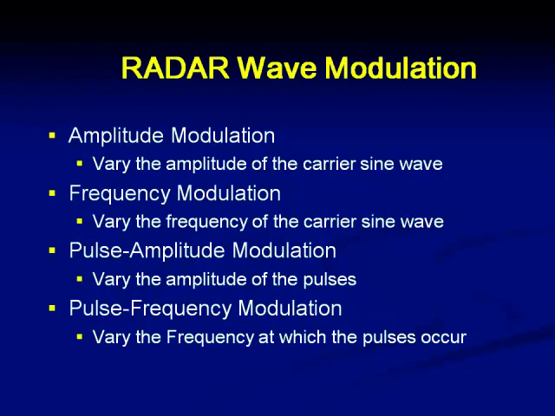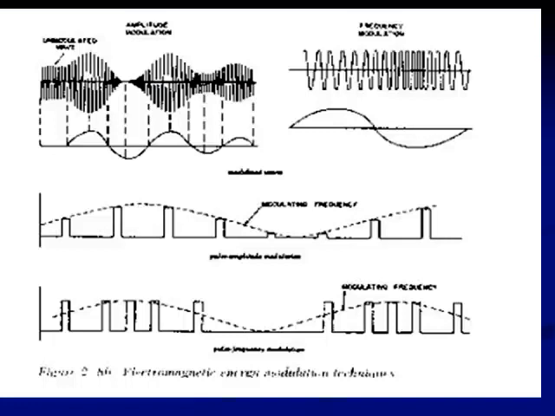Then for the pulse radars normally we go with pulse amplitude modulation, wherein the amplitude of the pulses will be changed. In certain cases definitely there is a use of pulse frequency modulation. The different types of modulation schemes result in different modulated waveforms as shown in this diagram.